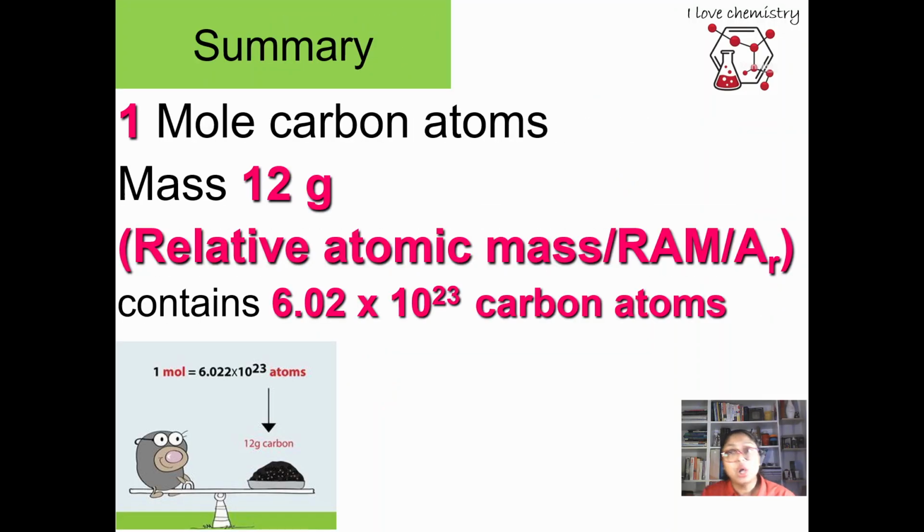In summary, 1 mole of carbon atoms has a mass of 12 gram. It contains 6.02 times 10 to the power 23 carbon atoms. Use the relative atomic mass, or RAM or Ar, to calculate relative formula mass, or RFM. Each element in the periodic table has a relative atomic mass.